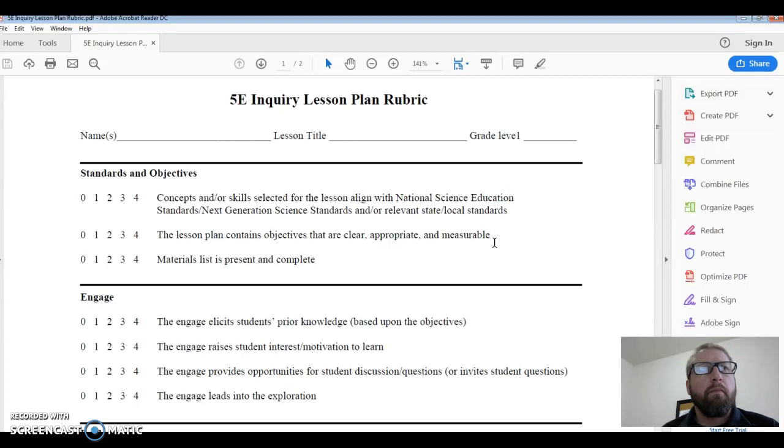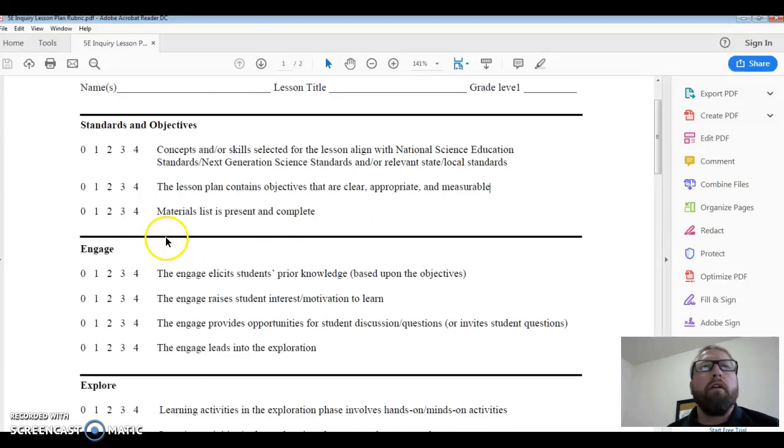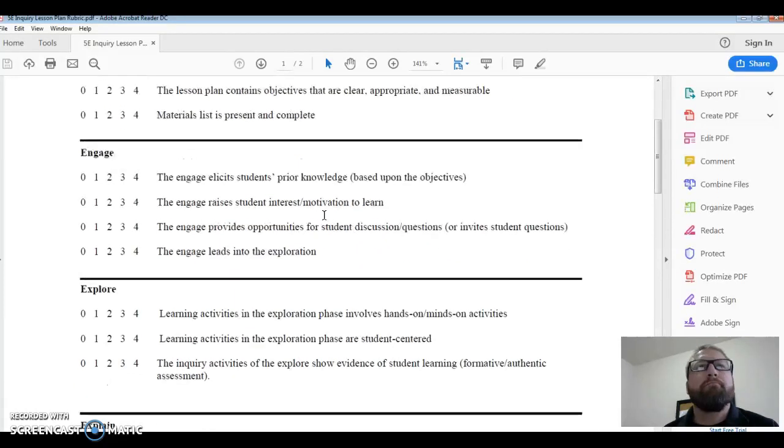The first section here is looking at standards and objectives. You will link to a Next Generation Science Standard. You will provide a detailed objective that is clear, appropriate, and measurable. That is something beyond students will be able to understand, but how do we know that they understand? Something that we can observe or measure. And so it could be having students list something or write something or solve a problem, something that we can measure. And then as you'll see on the rubric, there's a place for you to include all the materials. I'll talk about that when we get to that section.